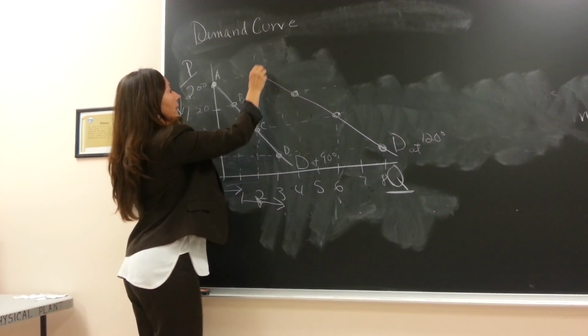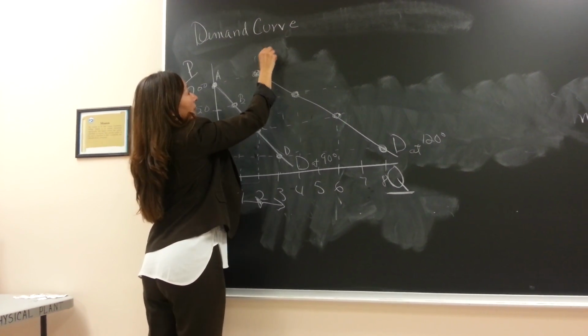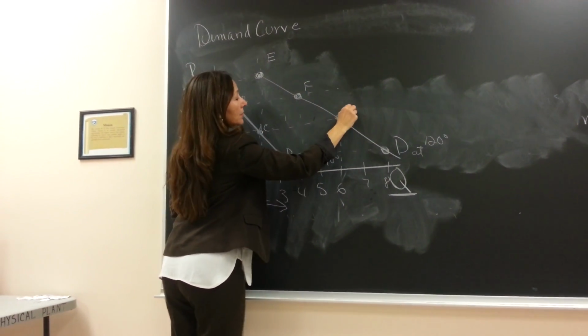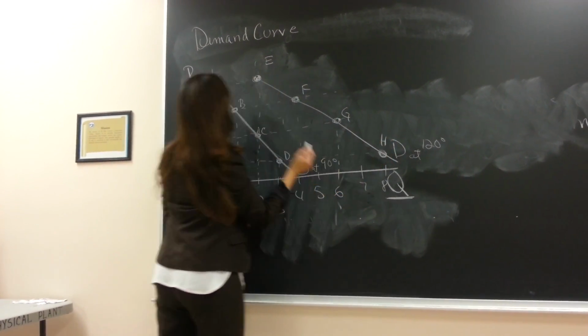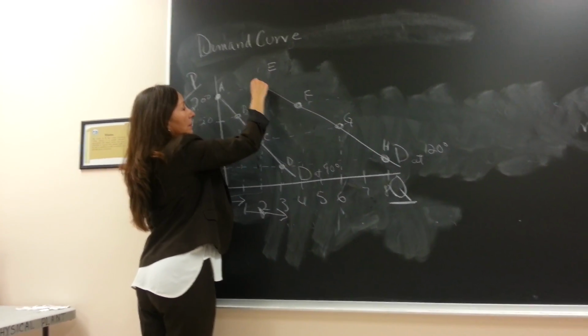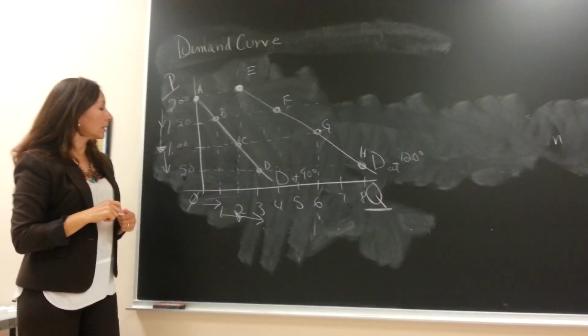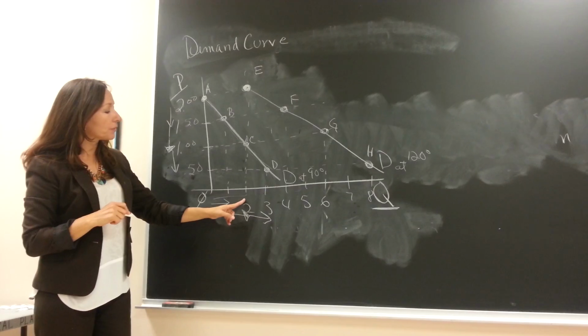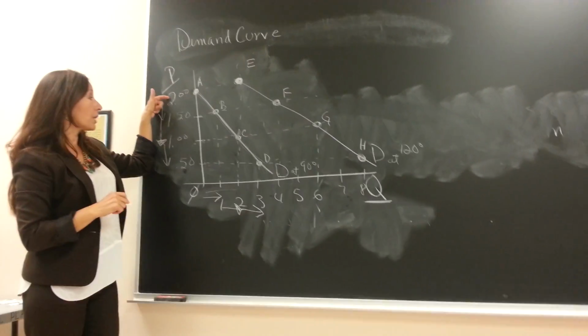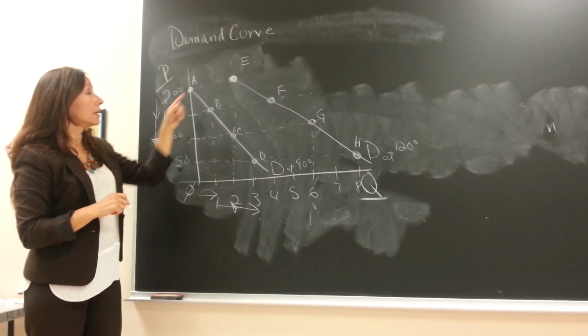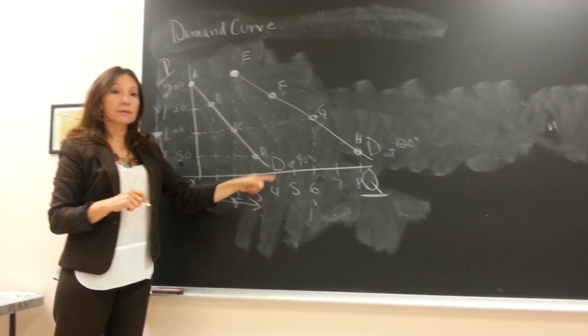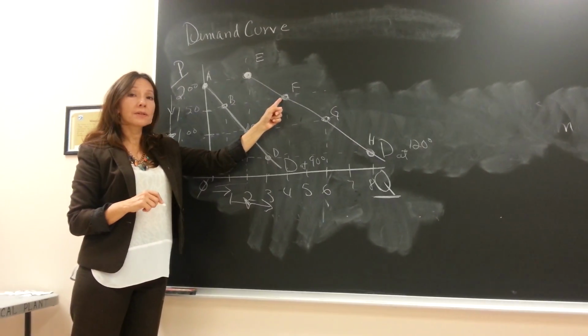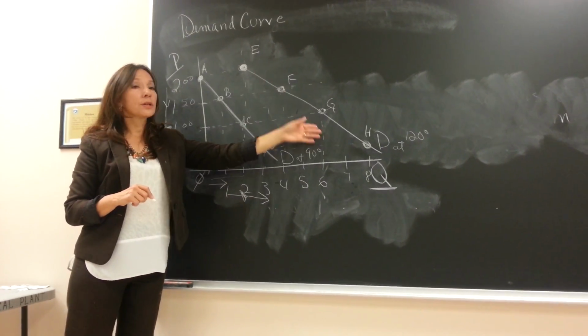Now, what if I'm over here, D, this is point E, F, G, and H. At $2, at 120 degrees, 2 ice cream cones are demanded. I lower the price from 2 to 1.50. Quantity demanded increases, right? So the law of demand still holds here, but now we're on the new demand curve.